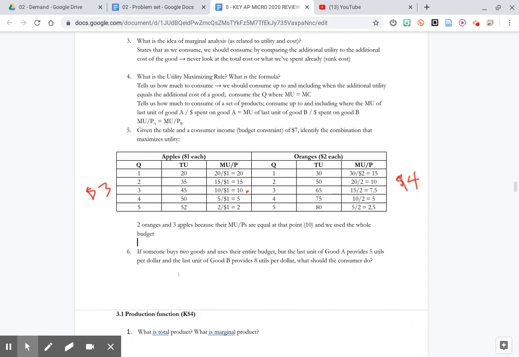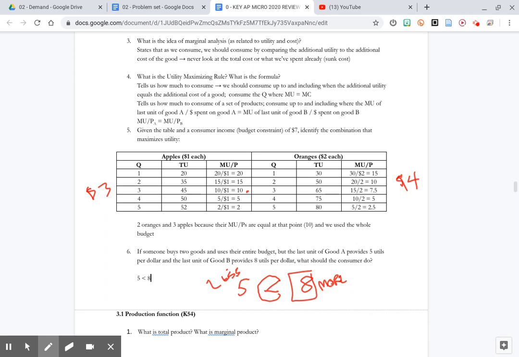If someone buys 2 goods and uses their entire budget, but the last unit of good A provides 5 utils per dollar and the last unit of good B provides 8, what should the consumer do? Well, fairly certain here, right? We could set it up a little thing here where we said 5 is less than 8. Now in class, you may remember me doing one of these. 5 is less than 8. So what should we do? Well, we should consume more of that, and we should consume less of the one that's providing us 5. So less of A and more of B.